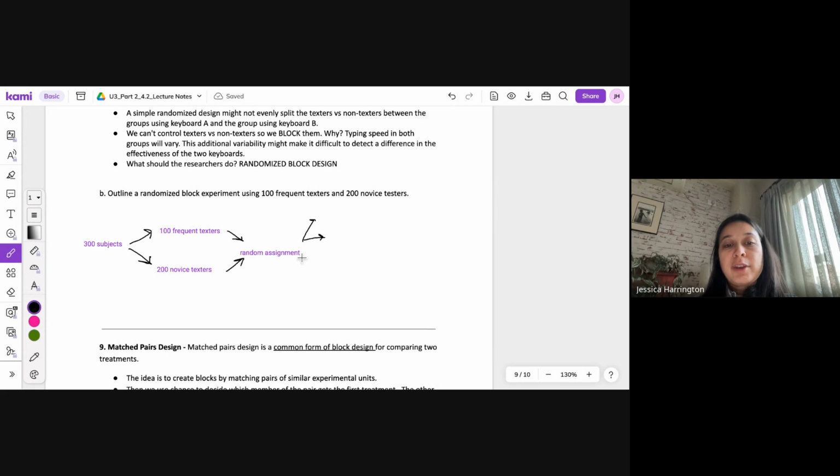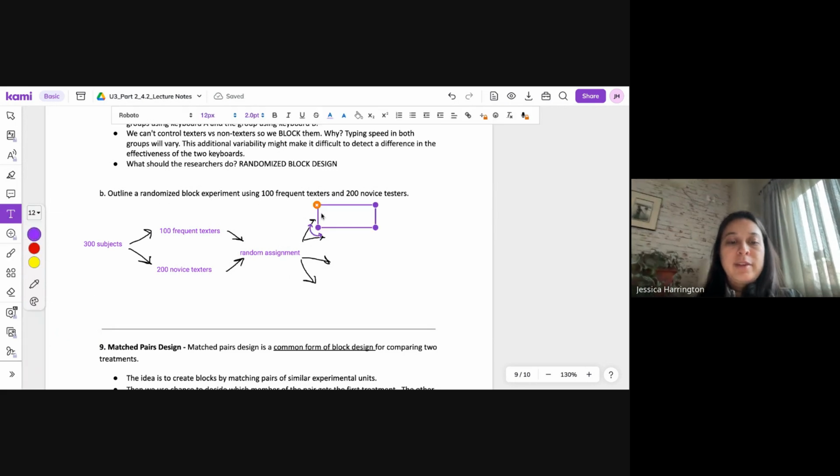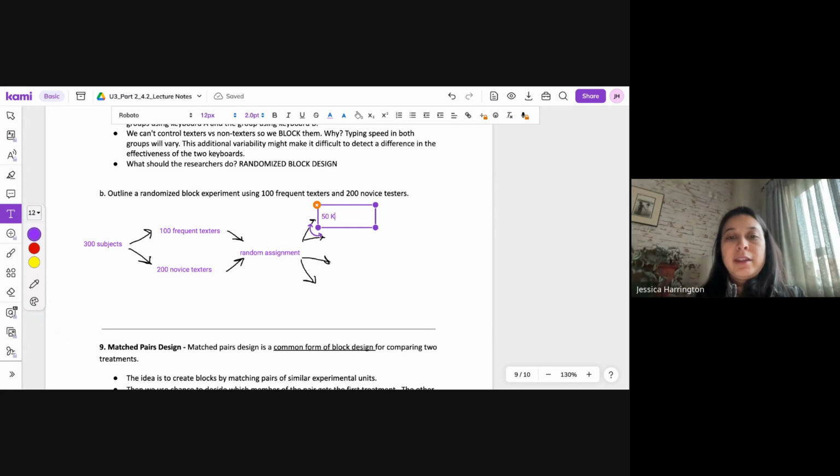You could actually have written a random assignment twice. You might like how that looks better because it looks more like a flow chart, right? But this one ends up being, we're going to have 50 get keyboard A, and then we're going to have 50 get keyboard B.